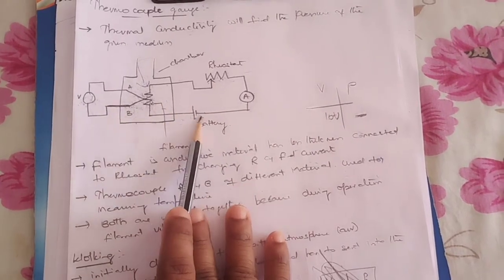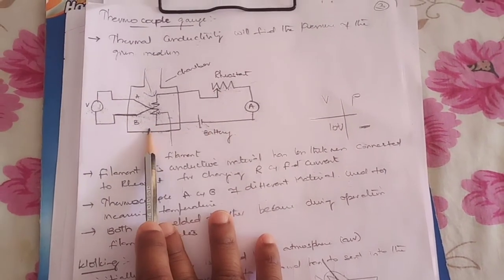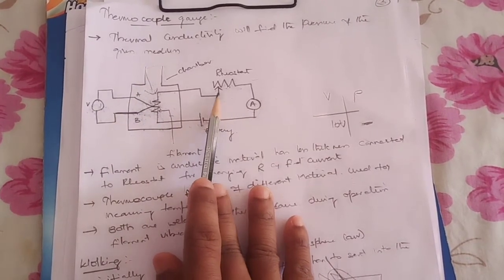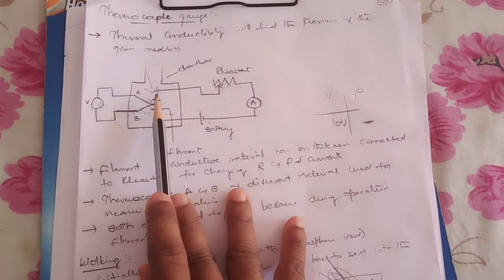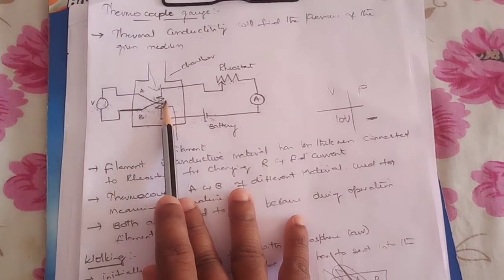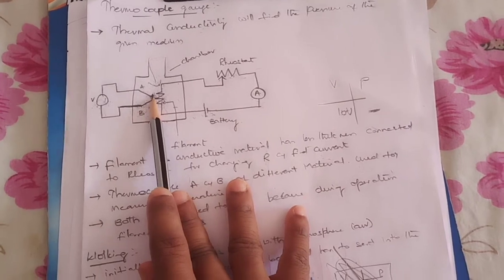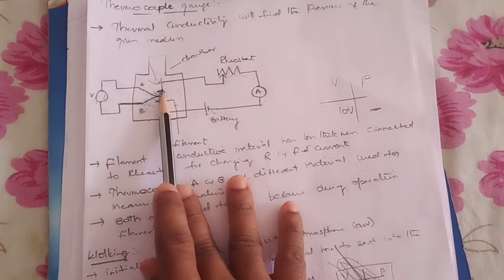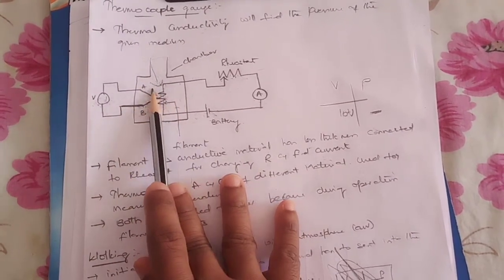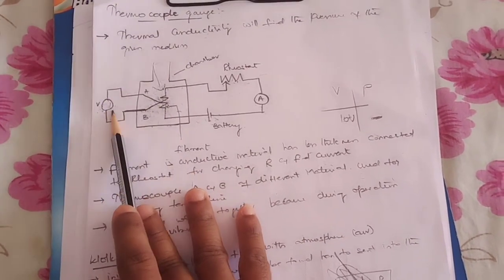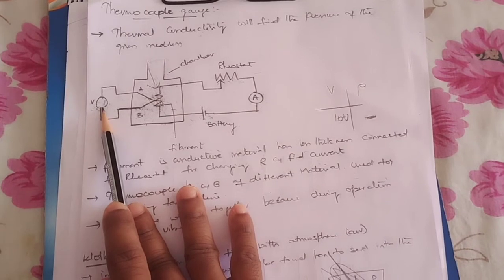What happens whenever you supply current is that it starts flowing through this particular filament, and this variable rheostat can be used for changing the resistance value so that the current also gets changed. So this filament gets heated up and starts giving out energy in the form of heat, creating some temperature. The temperature created will be sensed by this thermocouple and sent to the voltmeter. So what does that voltmeter do? It displays the value in terms of voltage.